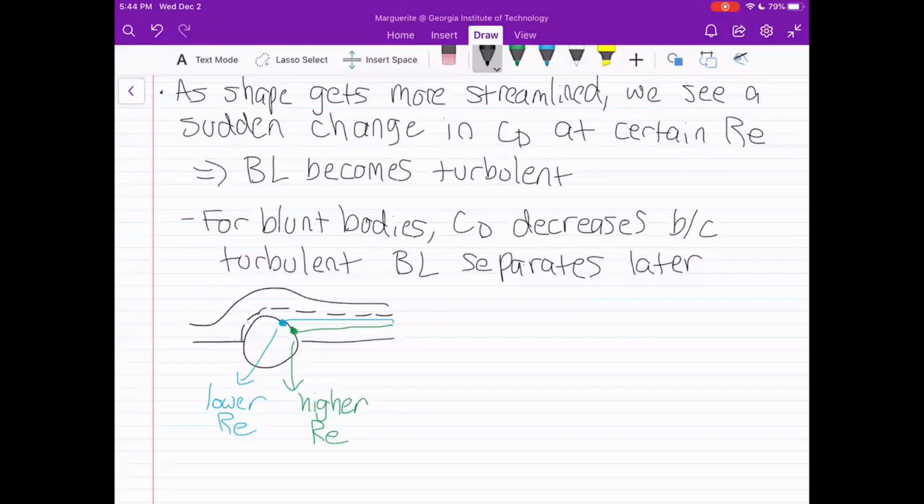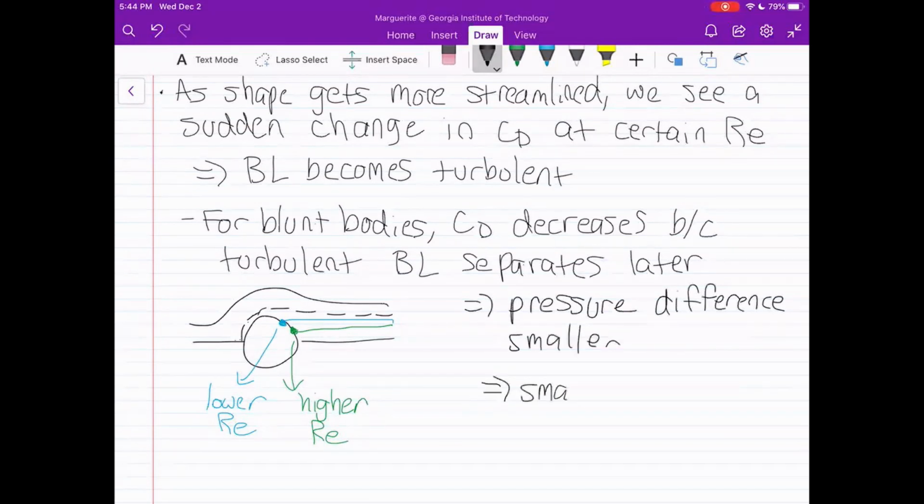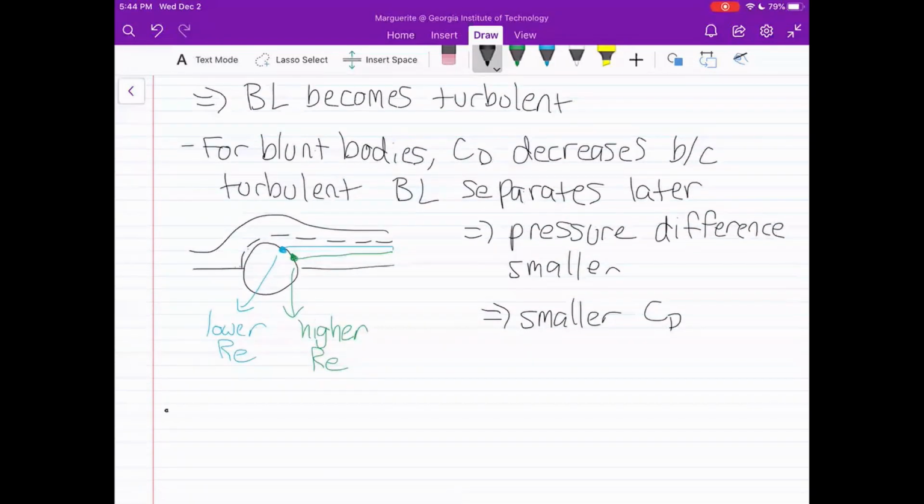And so I'm going to write that down again. Later separation leads to a smaller pressure difference, which leads us to a smaller drag coefficient. So you can see why going faster is sometimes better because you have less drag. All right, now for streamlined bodies.